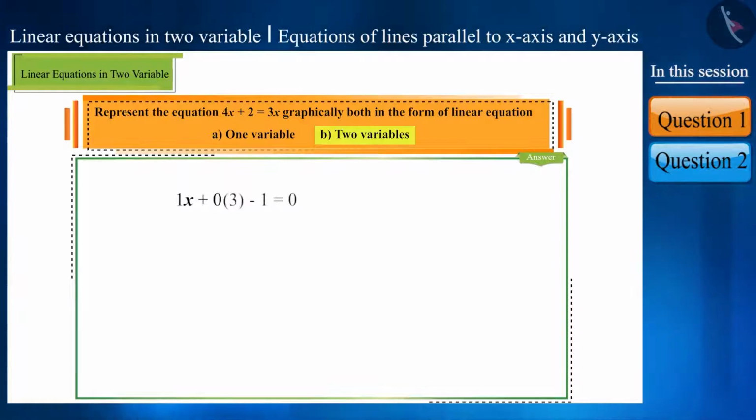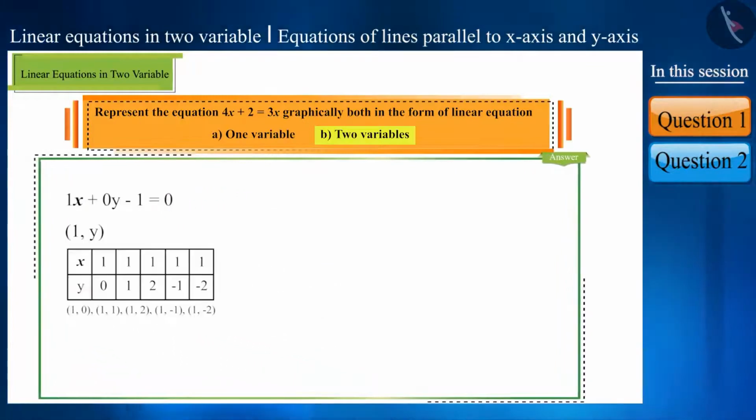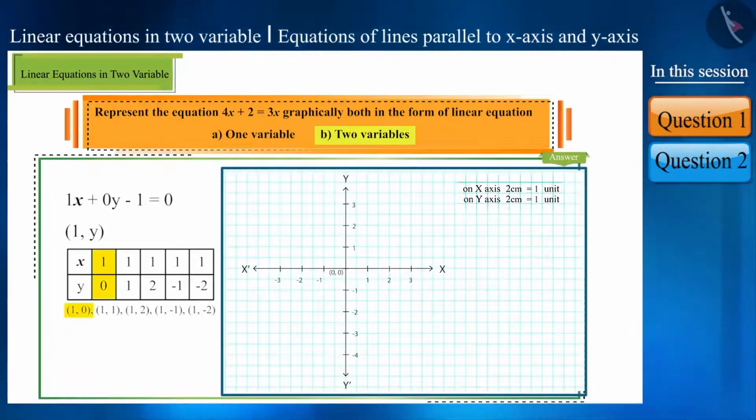Here, on taking any value of y, it will ultimately become 0. All the solutions of this equation will be in the form of (1, y), where y is a real number. Here are some points which are the solution of this equation. Now let's plot them on the graph. Now, on joining these points, we will get a line which is parallel to the y-axis.